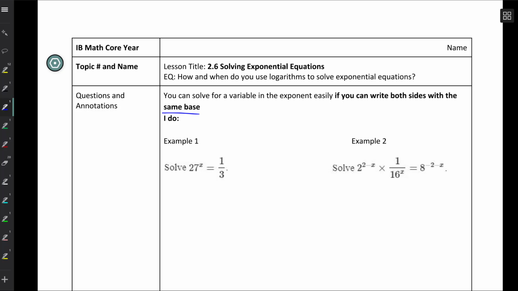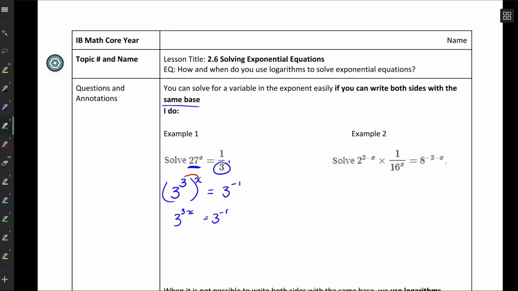So for my first example, solve 27 to the x equals 1/3. Well, let's try to rewrite this. I can change this base to be a base of 3, where that's 3 to the third to the x power. And then 1/3, I realize that this is really like 3 to the first power, but it's in the denominator. And anything in the denominator is going to get a negative exponent. So that's like 3 to the -1. And so now I can recognize that this is the power to a power property, which means I just multiply those exponents, and we have 3 to the 3x equals 3 to the -1.